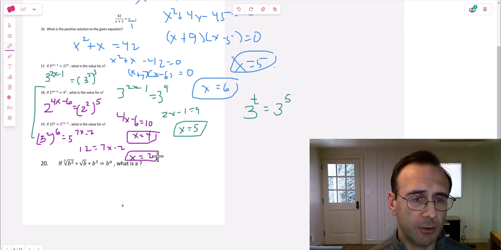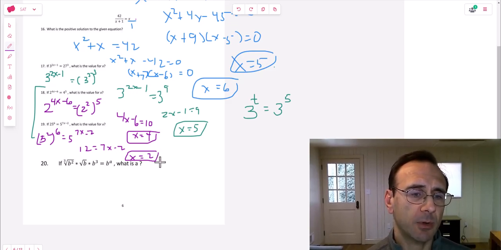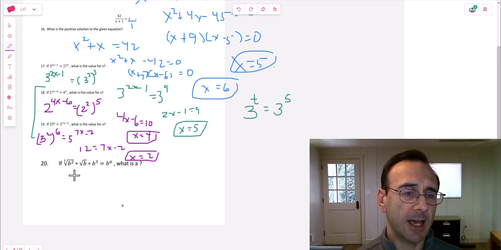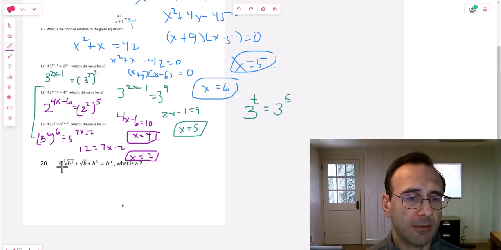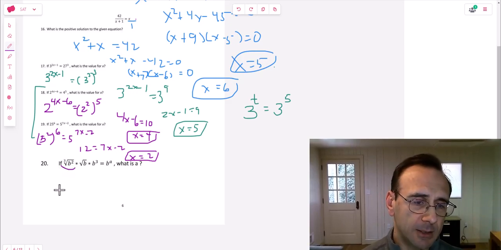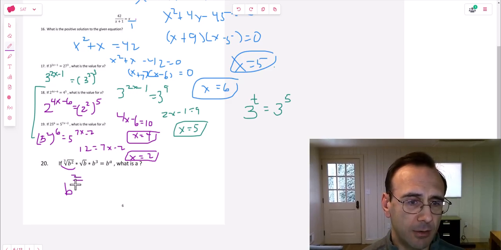20 is converting roots into fractional exponents. I always think of exponents as being high. The exponent is usually above the number. So when we convert that first term, the 2 is the exponent, so that's going to stay high as we make it into a fraction, and the 3 is the root that goes on the bottom.